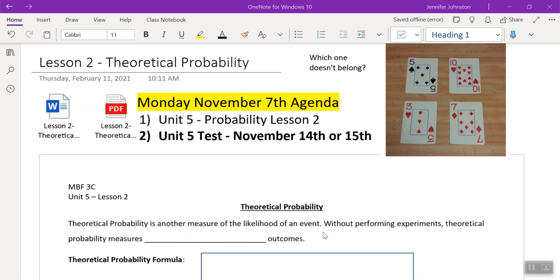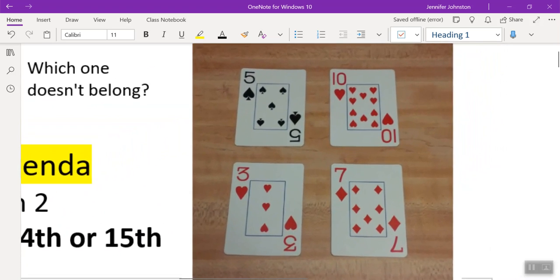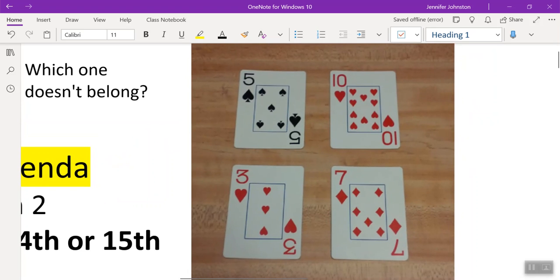Hello, grade 11 class. This is Monday, November 7th, and we are looking at probability lesson 2. Our test is hopefully going to be next Monday or Tuesday, so the 14th or 15th, but we will see as we go. All right, the first thing to jump into, we're going to see which one doesn't belong. So go ahead and let me know, which one do you think doesn't belong?